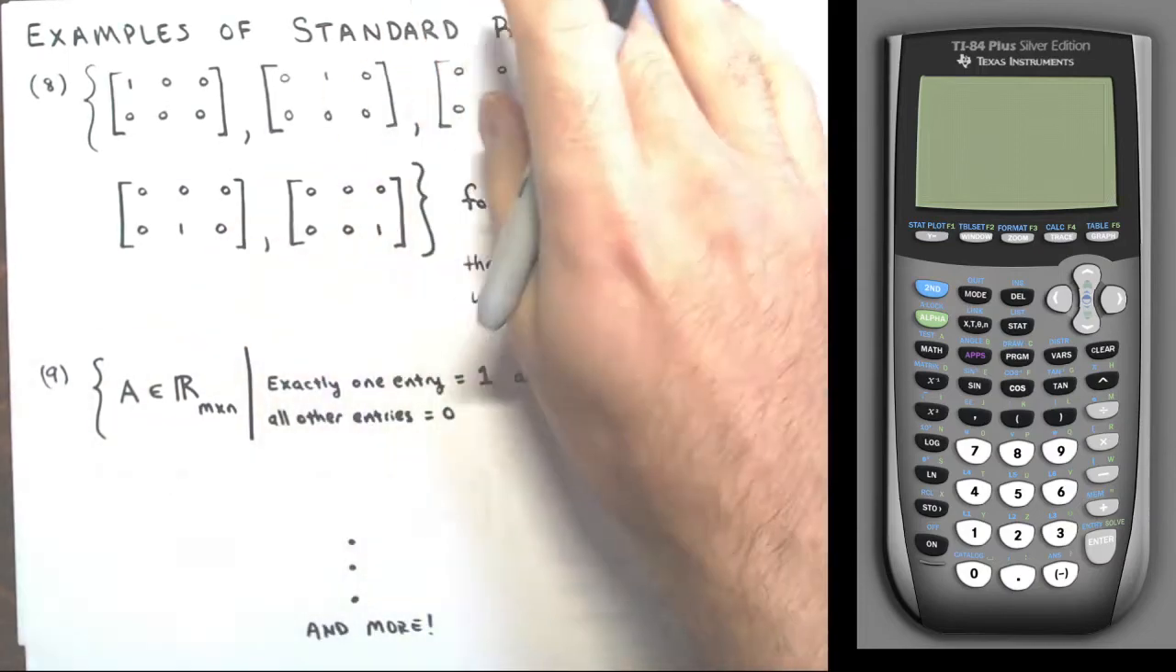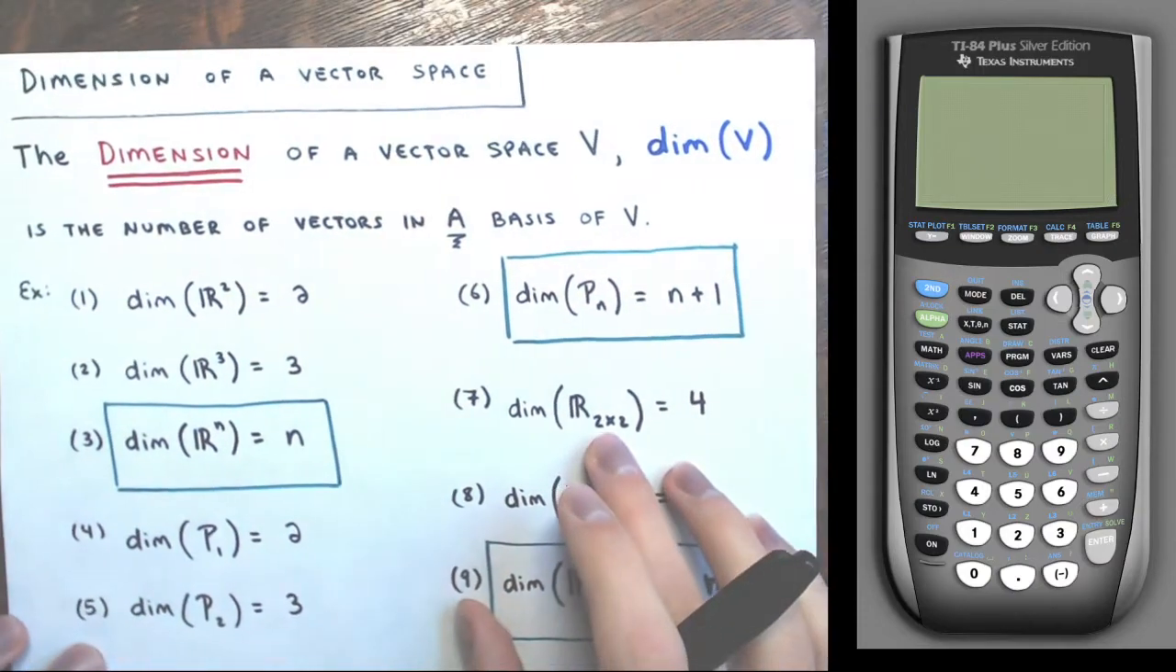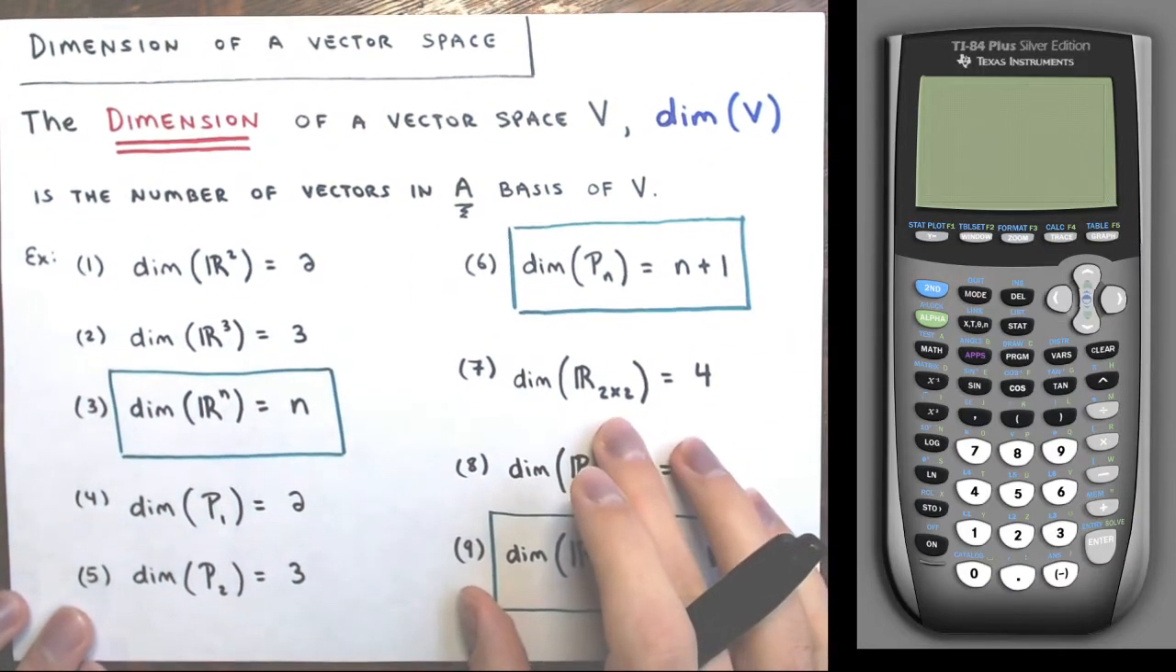Okay. So now that we have an idea as to what a basis is, what you need to show to show that a set is a basis for a vector space is that it's independent and that it spans the space. We've seen some examples of some standard bases for some special vector spaces.